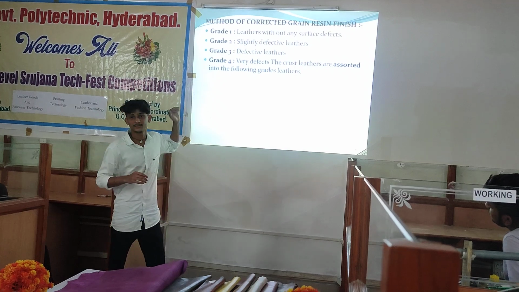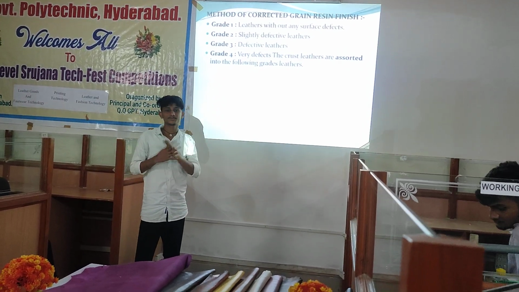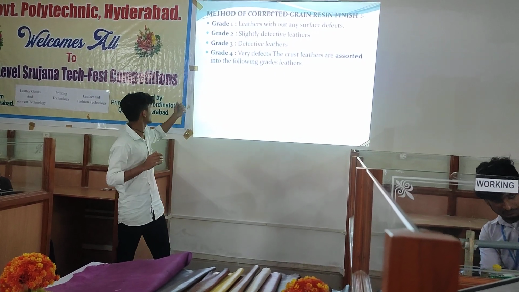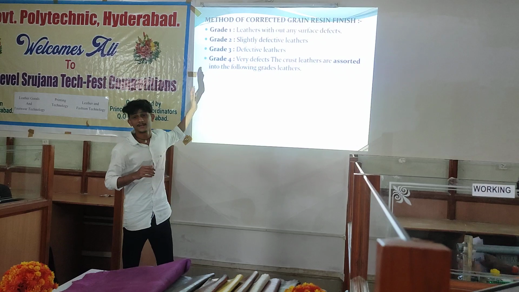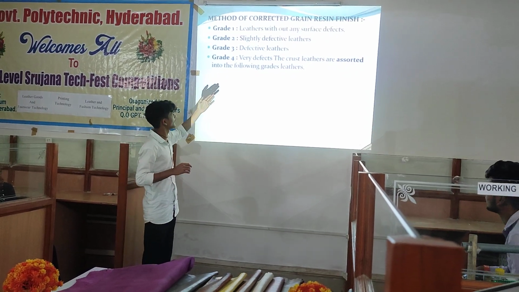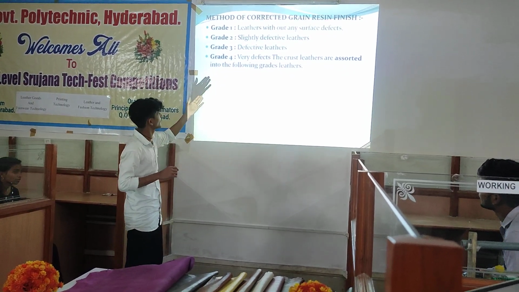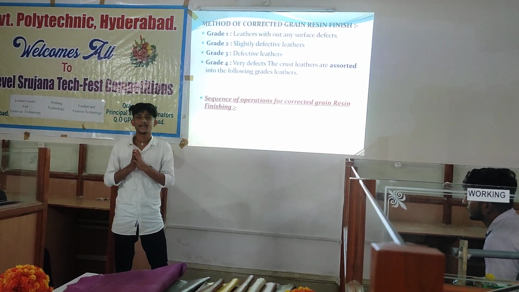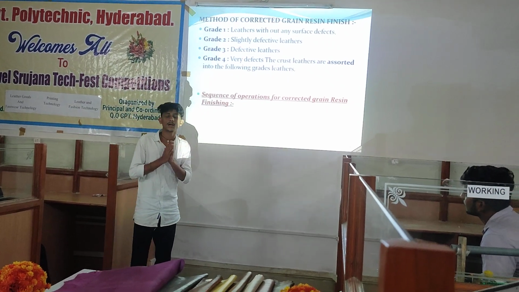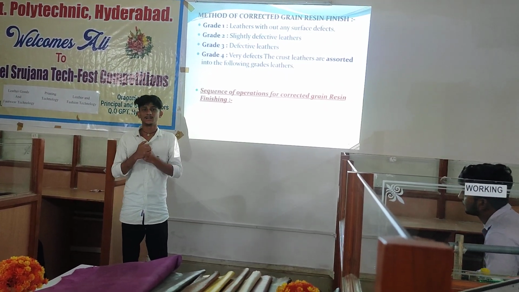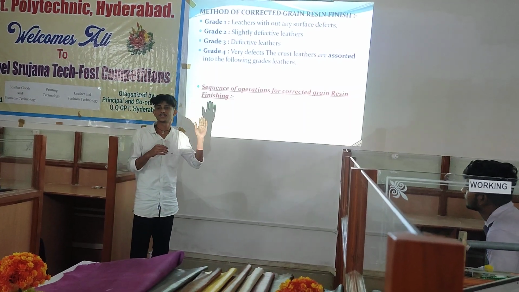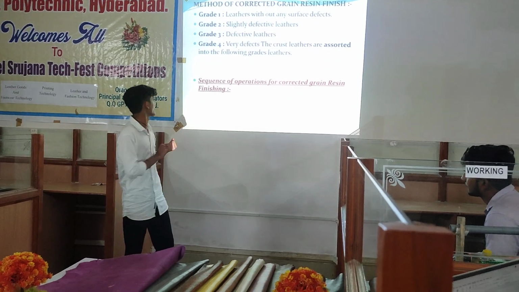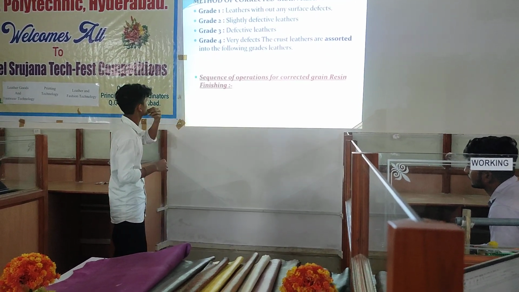Next, grade 3. Defective leathers. On the grain side, we can observe some defects, not as many as grade 4, but we can observe defects on the grain side. Next, grade 4. Very defective. Grade 4 has more defects, and is not used for making uppers of shoes or garments. We can use grade 4 leathers as split leather or lining leather, which is used for the inner part of the upper.